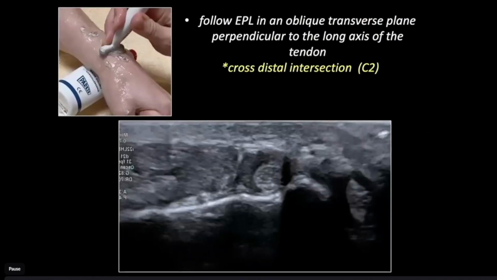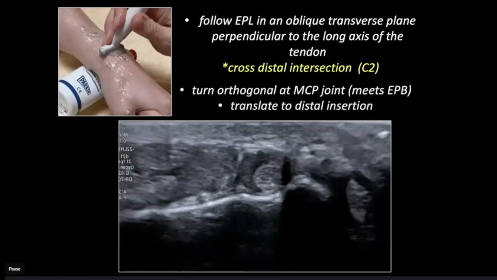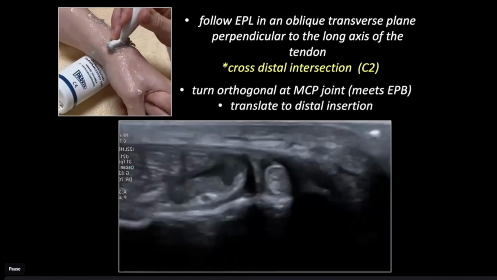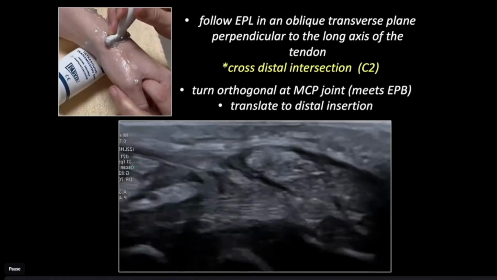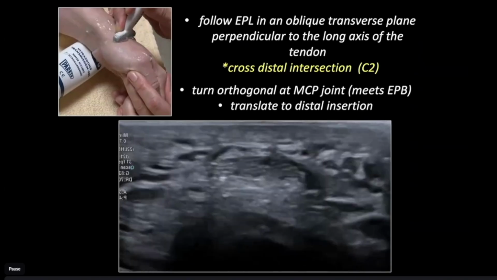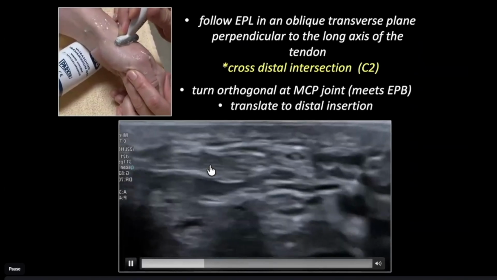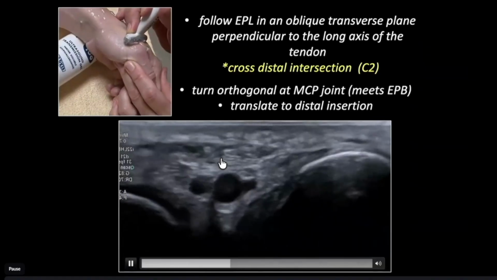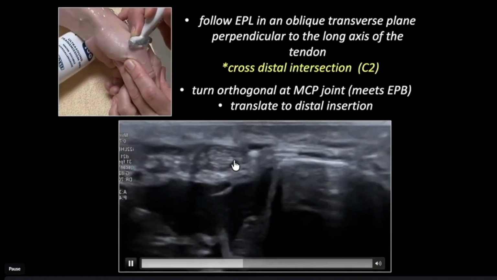You can follow EPL in an oblique transverse plane perpendicular to its long axis, cross the distal intersection, and turn orthogonal at the MCP joint. I find it's easier if I do that because it's so small, it's really easy to follow. So you're following it and it's crossed over the distal intersection, and you can see this tiny, tiny little tendon here. There was a little bit of fluid in the sheath.